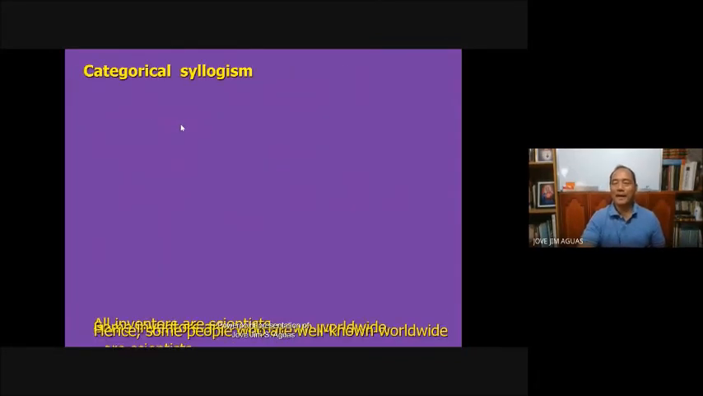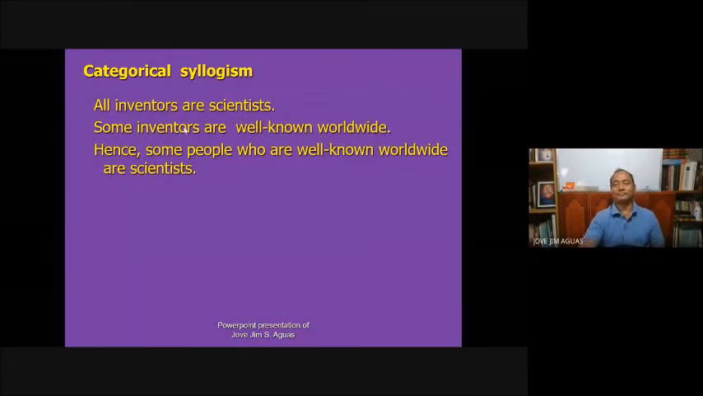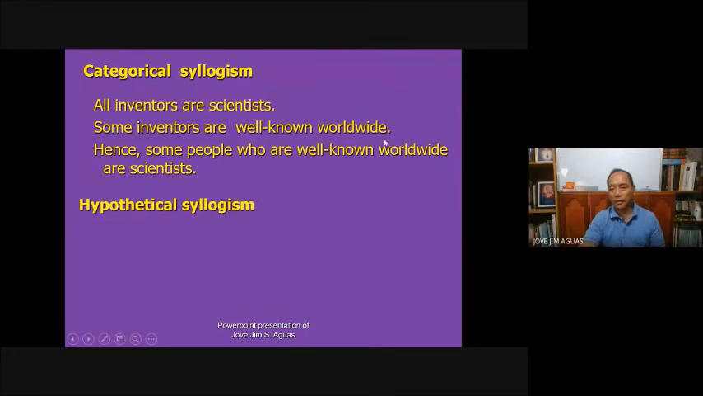Okay, now let's go to the hypothetical syllogism. So remember that a syllogism is the basic type of argument or deductive argument, and there are always three propositions. Okay? The first two propositions are this one: all inventors are scientists. Some inventors are well-known worldwide. So these are the two premises, and you have the conclusion. Therefore, some people who are well-known worldwide are scientists. A categorical syllogism contains categorical propositions. So these are all categorical propositions.